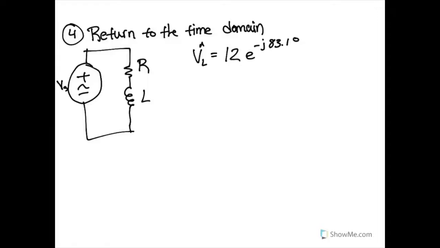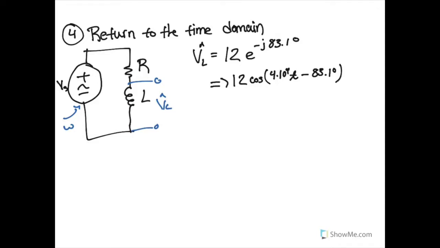Now that we've solved our problem and found the voltage across the inductor, let's take this phasor representation of the solution and turn it back into the time domain. So if we can remember from Euler's identity that the amplitude just comes down, we have a cosine function. For the frequency, if you recall, we get the frequency from this source right here, which was 4 times 10 to the 4 t, and then minus our phase angle of 83.1 degrees.